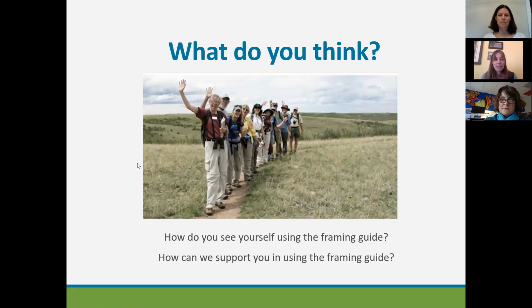Looks like there's a comment in the chat about how to use it with grant writing. I think there's tremendous use for thinking about how we use this to talk with funders, because funders don't always have a full picture of what environmental education is or some of the processes involved. So absolutely. Thinking about brochures, signs, websites, all great ideas.